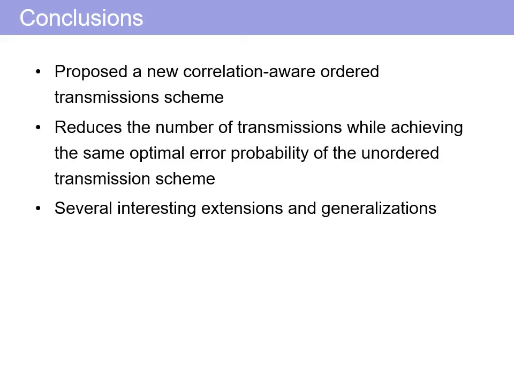So let me conclude. We looked at the ordered transmission scheme, which essentially gives you better energy efficiency without compromising on performance, which is the error probability. And the key thing was that we looked at a case where the measurements between the nodes are correlated. This is a generalization of what has been studied.